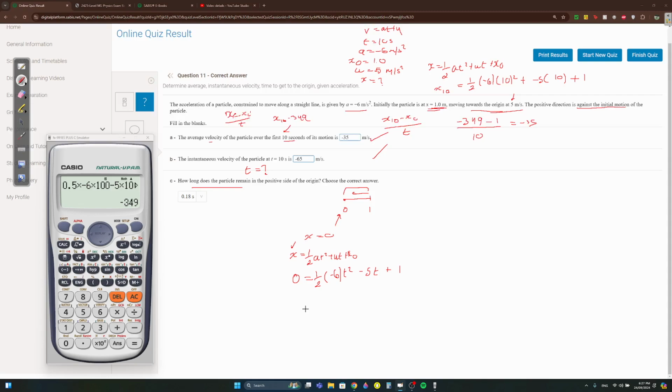You solve this: minus 3t squared minus 5t plus 1 equals 0. If I'm not wrong, if you put it in equation mode, you should get the correct answer. -3, minus 5, 1. 0.18 seconds. Okay, the other answer is negative. Yeah, this is rejected.